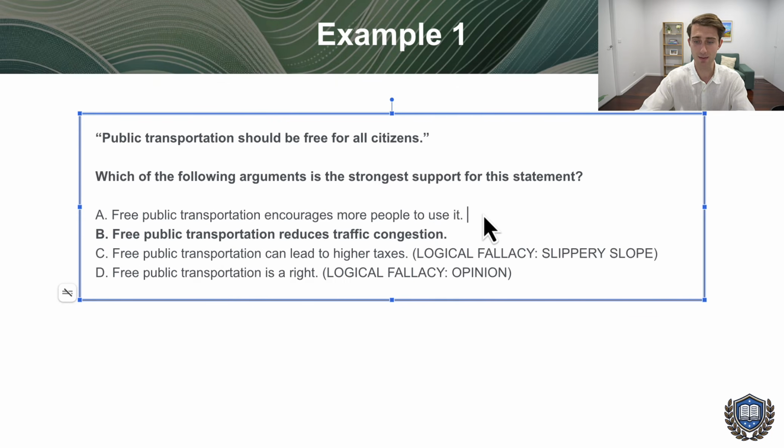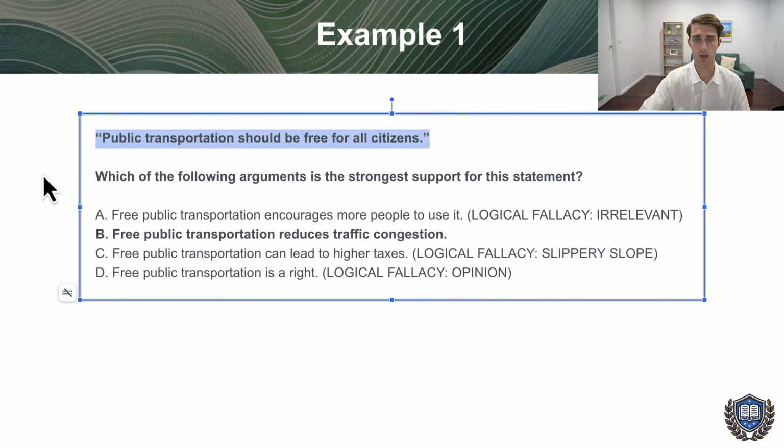This one here is maybe potentially the logical fallacy of being a little bit irrelevant. Now, the reason I say that, some people might think, well, how? Because it seems fairly relevant. It's just because we're asking here, should public transportation be free? What's the strongest argument to support why it should be free?